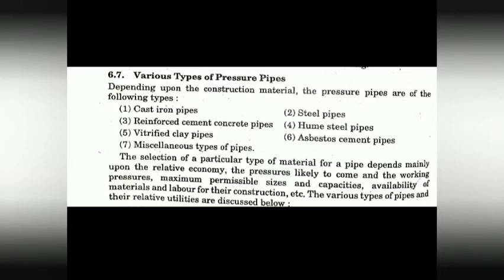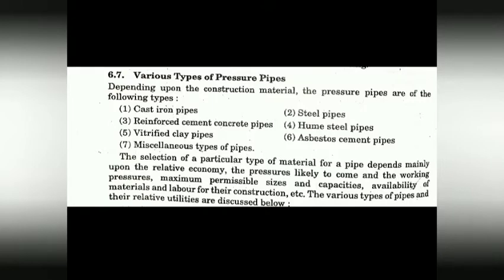So depending on the construction material, the pressure pipes are of the following types. These are the main types of pipes that will be used. First one is the cast iron pipes, generally known as CI pipes. Second one is steel pipes. Third one is reinforced cement concrete pipes. This is the more common variety of pipes.